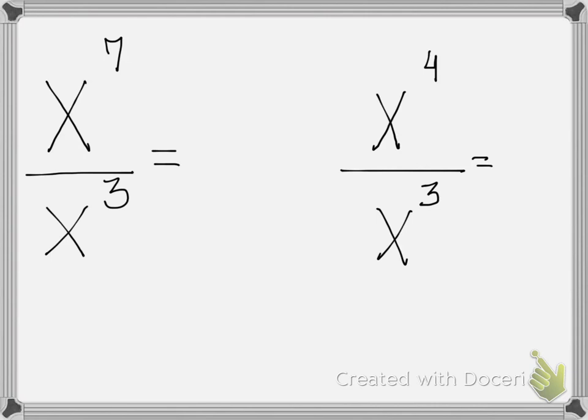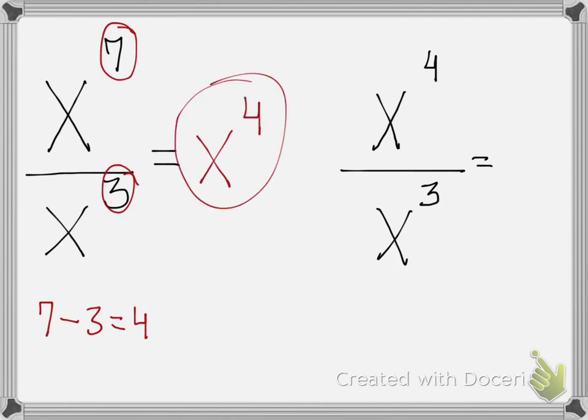So let's look at this first example. It says x to the power of 7 divided by x to the power of 3. I'm going to take 7 minus 3, which equals 4. So therefore, my answer is going to be x to the power of 4. All right, let's look at another example.